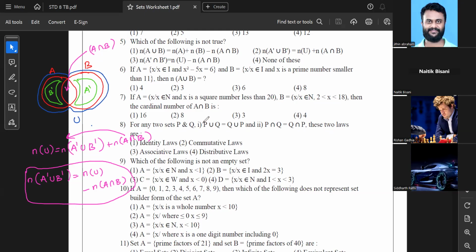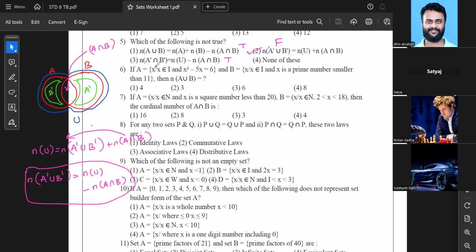So, sir, this statement is false. Yes, this statement is false. Which means this is false and naturally this becomes true. So the answer is 2. Sir, can you explain how the third one is true? Just look at the statement.